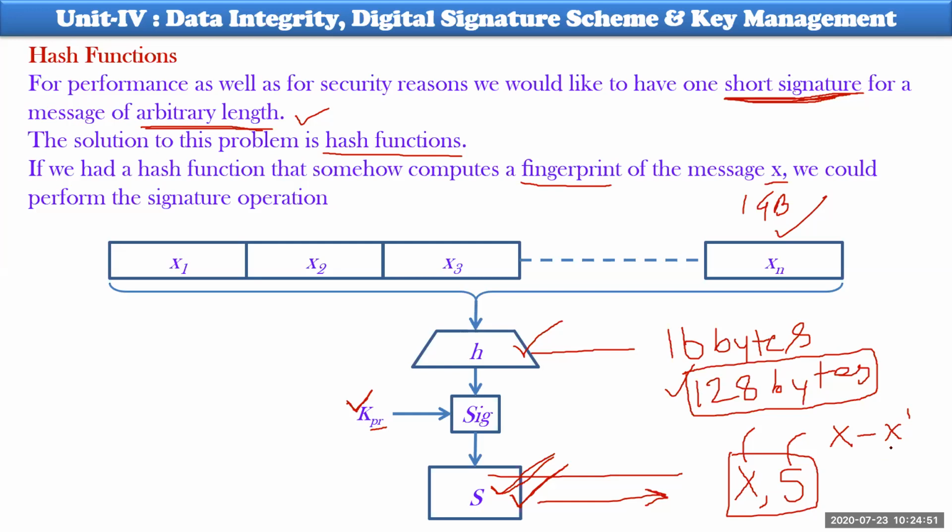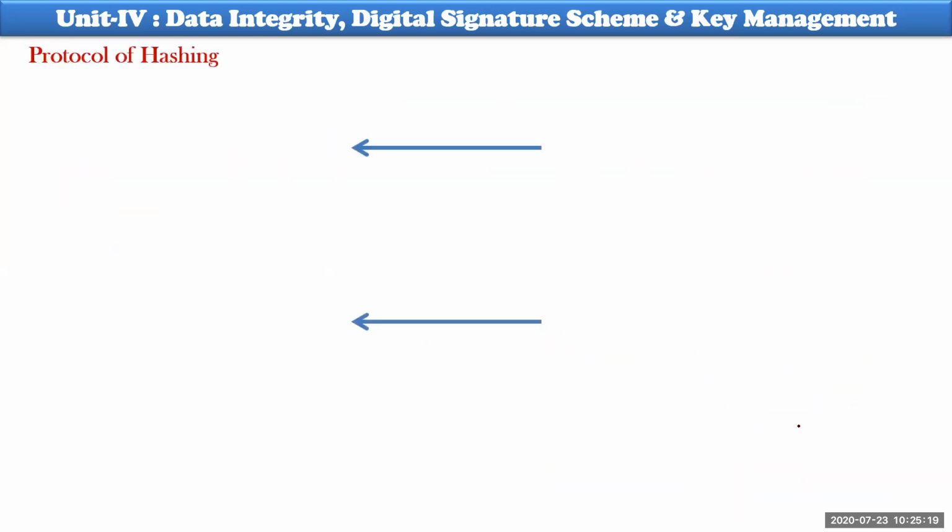So he must calculate hash of X prime, so that he gets S prime. But this S prime and S will not be equal. These are not the same. So in this way you need to identify tampering. Look at this. The protocol of hashing could be done something like this.